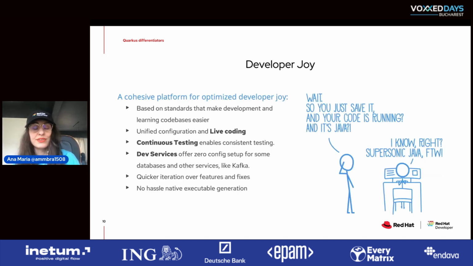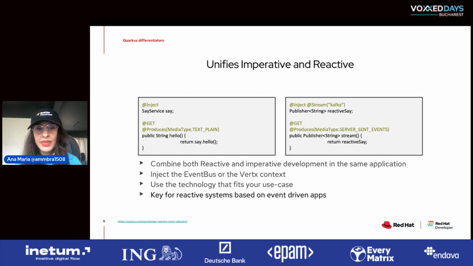Then another factor, we should be happy when we're coding, and Quarkus is doing this for us because continuous testing is enabling consistent testing. You'll see that in a moment. And it's important to be fast when you're coding, because you get a quicker iteration over features and fixes. So less time spent on local setups means code delivered faster to the upper environments. And of course, by going reactive, you can get even closer to event-driven apps.